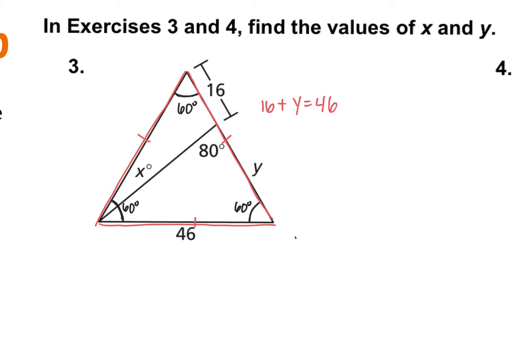So since all the angles are the same, all the sides have to be the same. So 46 needs to be equal to 16 plus y. Okay? So we go ahead and solve this. What we get, people? Minus 16, minus 16. You get y equals 30. How many people got y equals 30? Good. Okay? All right, so we got y equals 30.